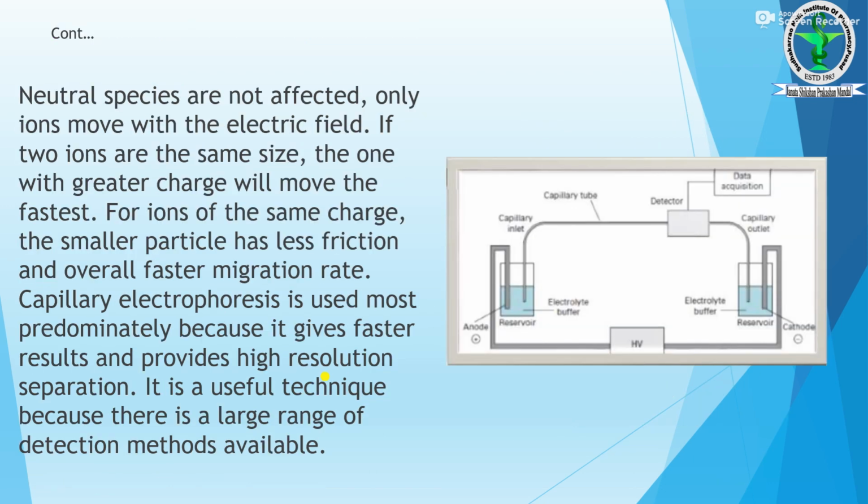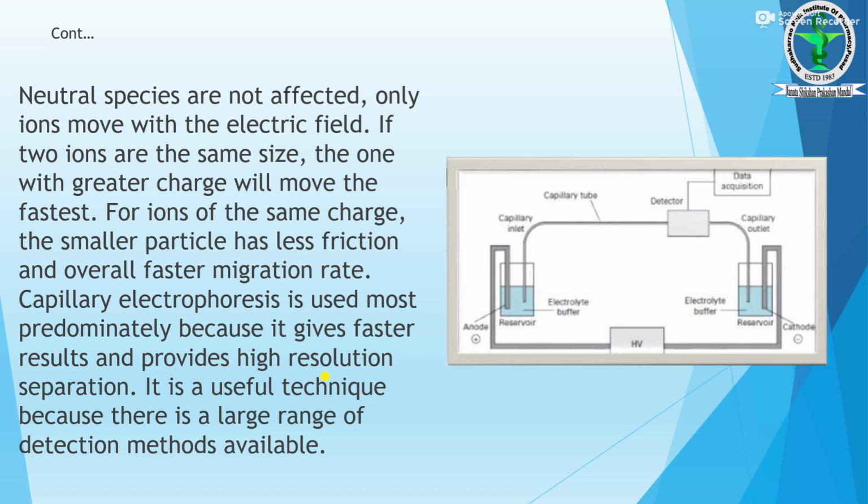Okay, so the neutral species are there. Neutral means uncharged species, we can say, are not affected. Their mobility will not be affected. Only ions move with the electric field. Only the ions, which have a particular charge, get affected by the electric field. If two ions are the same size, the one with the greater charge will move fastest. So of two ions of the same size, the one with slightly more charge will move faster.